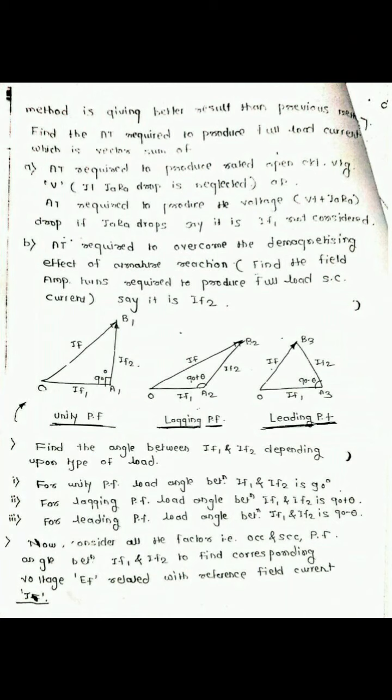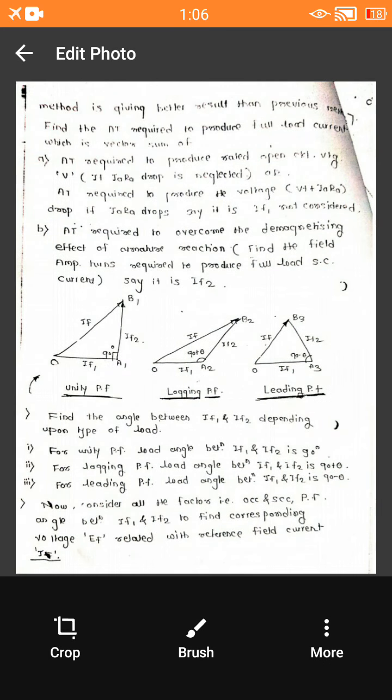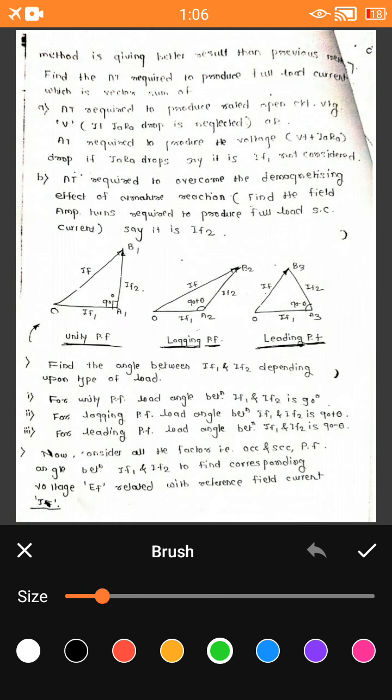As we know, the voltage regulation depends upon the power factor of the alternator, that is, the power factor of the load. If the power factor is unity, we calculate the value of IF1 and IF2, and this will be the total ampere turns required to produce that particular effect, that is the demagnetizing effect. So this is the first case, for unity power factor. Similarly, the second case is for lagging power factor, with the IF1 current. This is a lagging power factor.